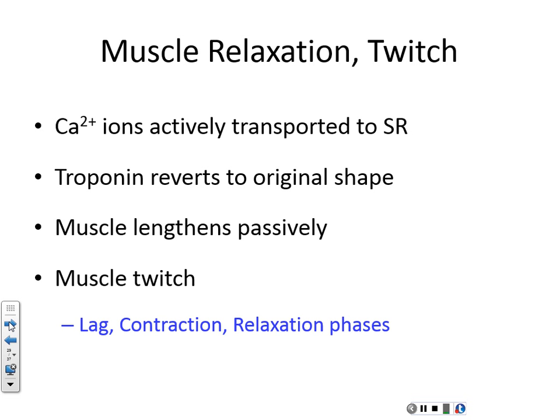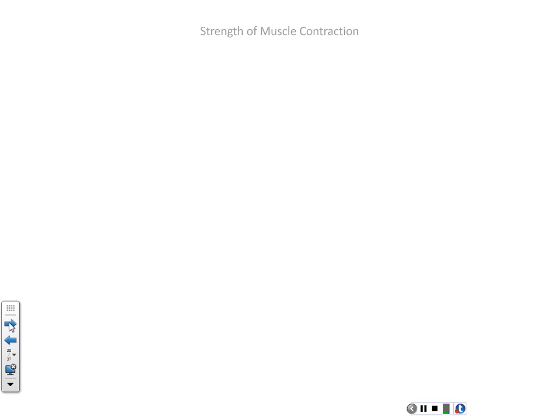All right? And then a muscle twitch is the contractile response of a muscle, in terms of a few muscle fibers contracting or a whole bunch of them. It's got a lag phase, when the calcium is released, and then the contraction phase starts where the cross bridges form, and then the relaxation phase starts when you start to pump calcium out. So those are the three phases of the muscle twitch, right?